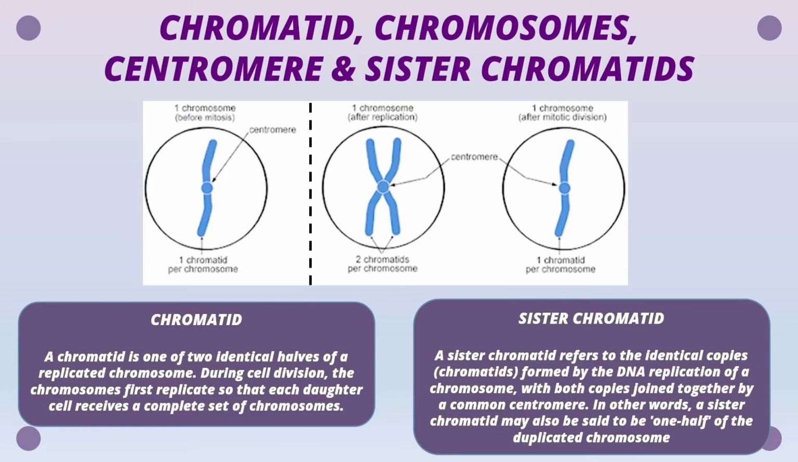A chromatid is one of two identical halves of a replicated chromosome. As you can see in the picture, before replication, there is one chromatid per chromosome, and after replication, it has two chromatids per chromosome. And the two chromatids are called sister chromatids.